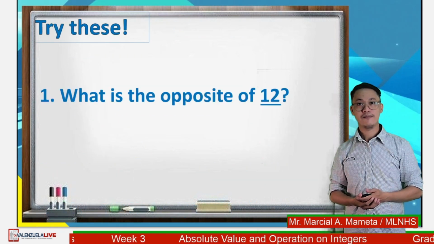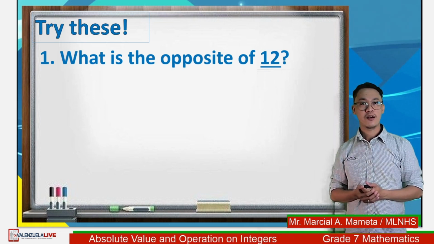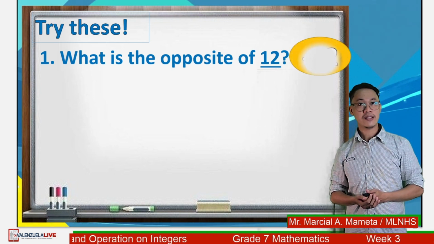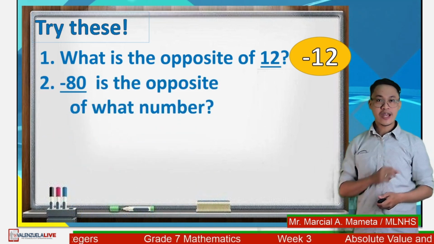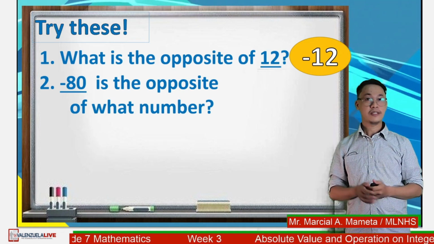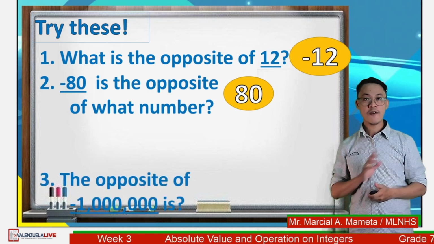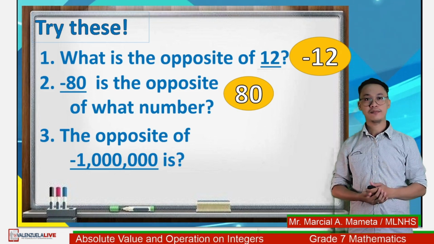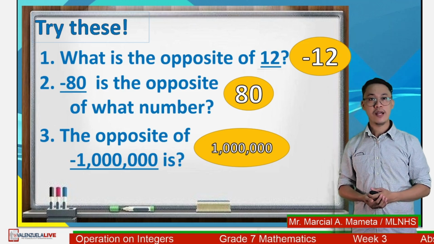Try this. What is the opposite of 12? Comment your answer. The answer is negative 12. How about this one? Negative 80 is the opposite of what number? The answer, positive 80. How about this one? The opposite of negative 1 million is positive 1 million.